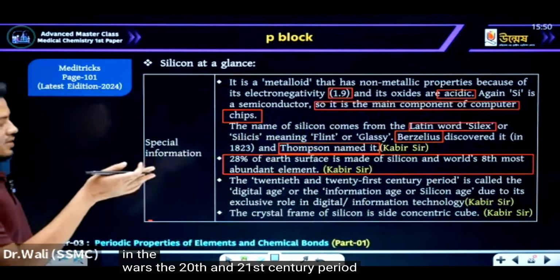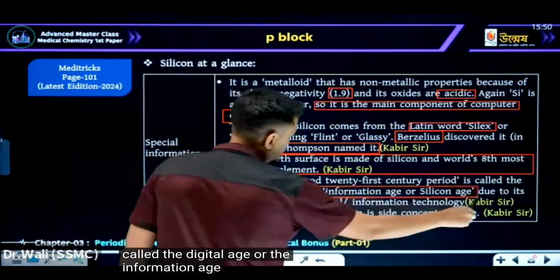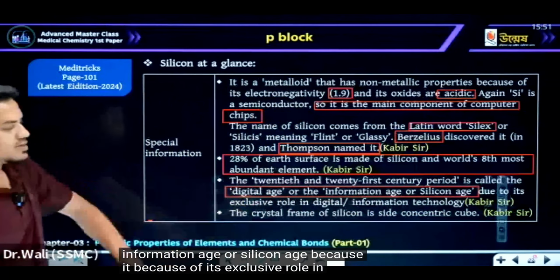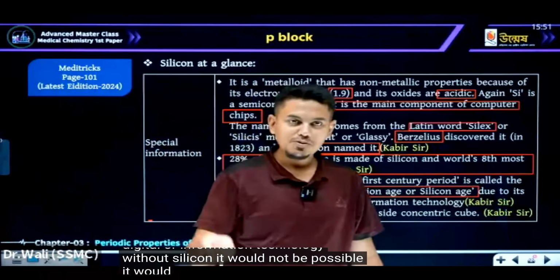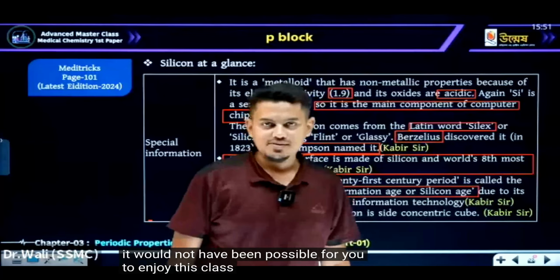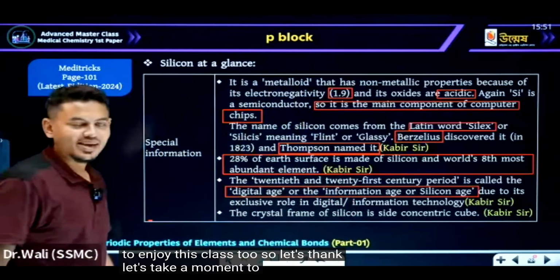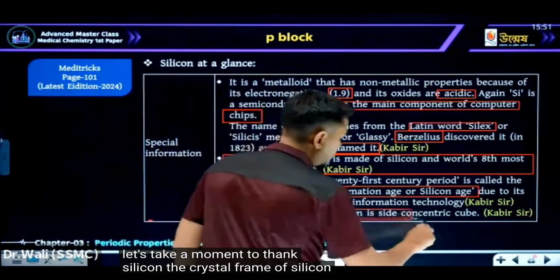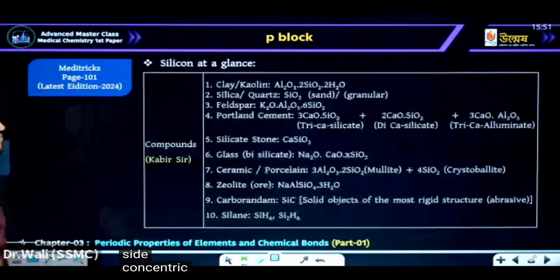The 20th and 21st century period is called the digital age, or the information age, or silicon age, because of its exclusive role in digital or information technology. Without silicon, it would not have been possible for you to enjoy this class too. So let's take a moment to thank silicon. The crystal structure of silicon is face-centered cubic.